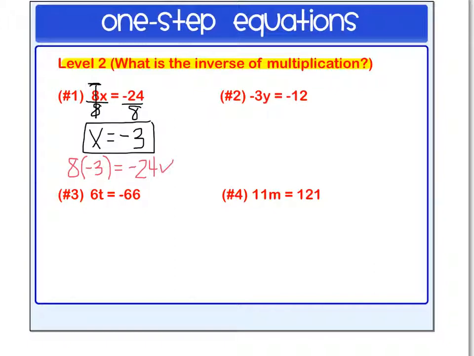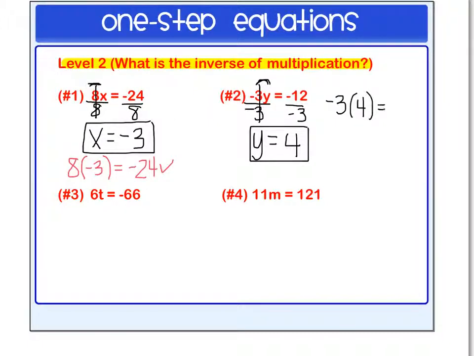With problem number 2, you'll notice that I've got a number right next to my variable. In order to undo that multiplication, I'm going to divide, dividing by a negative 3. Remember, we want it to be the same so that we can put a 1 through it. If they're opposites, we're not able to put a 1 through it. So negative 3 over negative 3 is 1y equaling, and negative 12 divided by negative 3, a negative and a negative is a positive, and 3 goes into 12 4 times. I'm going to check over my work. Negative 3 times 4 does give me negative 12.